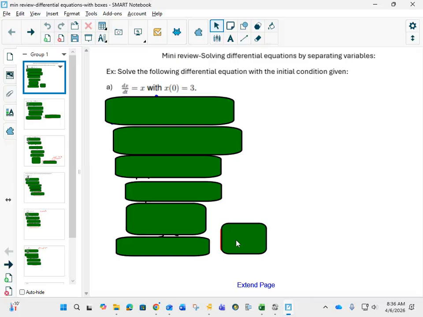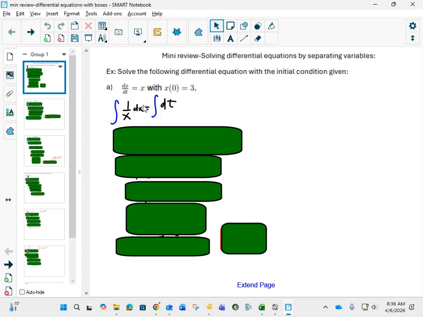So here's a little mini review on solving differential equations by separating the variables. So if you have dx/dt with x of 0 equal to 3, what do we know? Well, we can get the dx and the x on one side and all the t's and the dt on the other side. Now there is no t in this one.